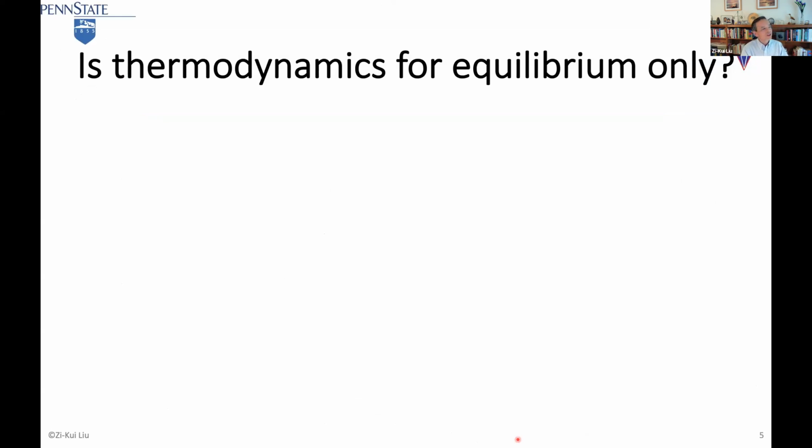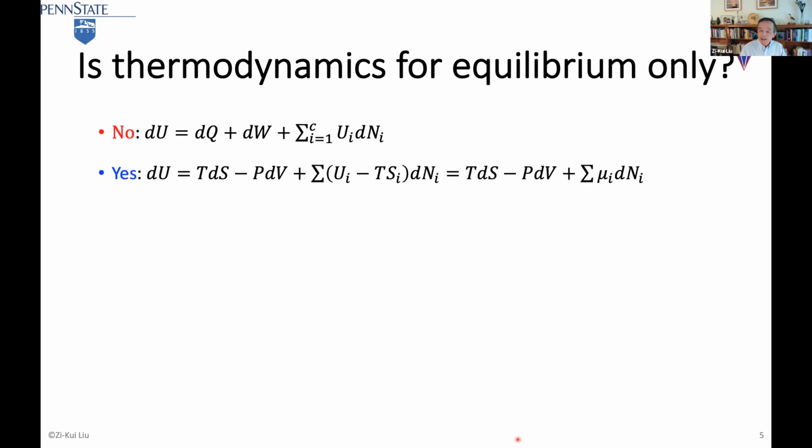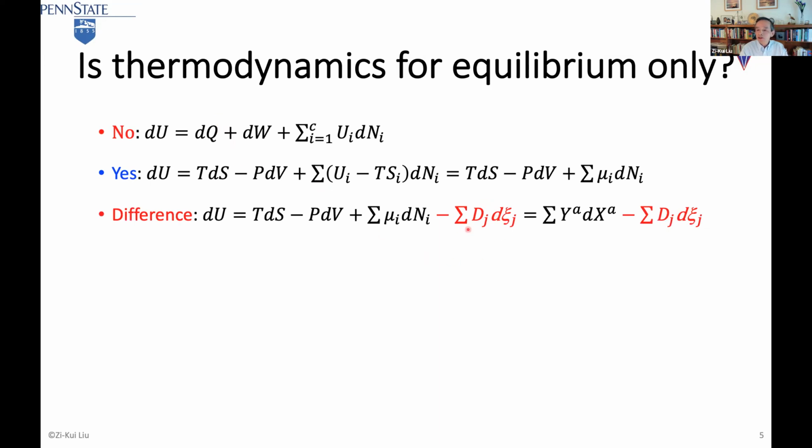Now, let's go back to thermodynamics. I have 2 slides about thermodynamics. And usually when we learn in school, people say, oh, thermodynamics is for equilibrium. But is that really true? If you look at the first law, no, it doesn't say it has to be equilibrium, right? However, if you look at another equation we usually see in a textbook, it is for equilibrium only. So what's the difference between these 2 equations? Actually one term is missing. What is that term? It's called entropy production. Okay, if you put entropy production back into that equation, it is actually for a non-equilibrium system.